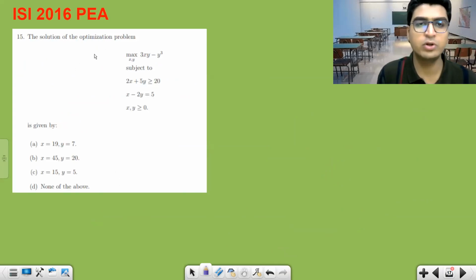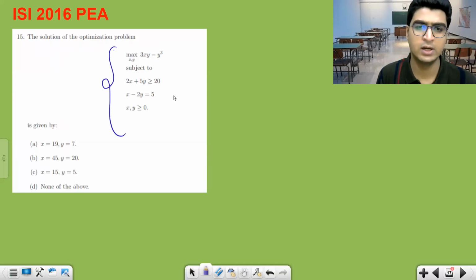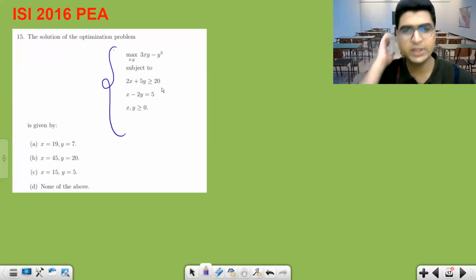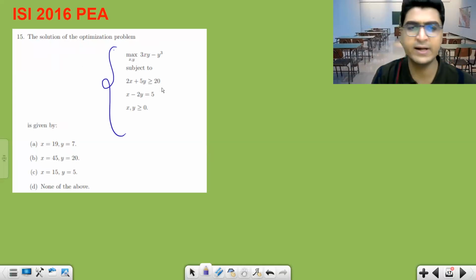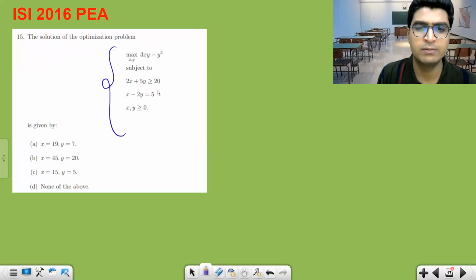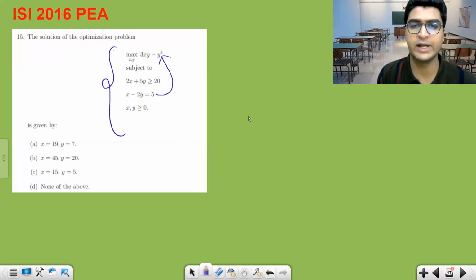Question number 15. The solution of the optimization problem: 3x plus y minus y cube, subject to these constraints. This is an inequality constraint and this is an equality constraint. If you remember, when you do an optimization question with an equality constraint, the optimal point obviously has to lie on this line, because this is holding by equality. So what I can do is simply substitute it back into the function.